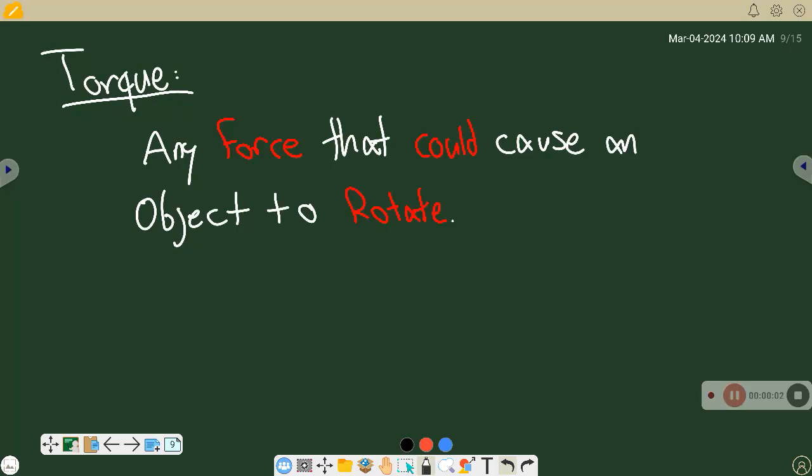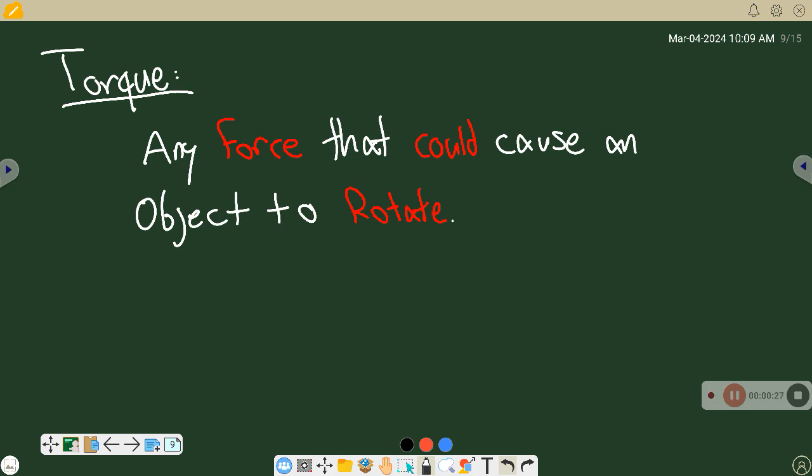All right, here we go, talking about rotational motion. This is the first part of our rotational unit, and we're starting with the concept of torques. So let's begin with our definition of what a torque is. A torque is any force that could cause an object to rotate. Any force that could cause an object to rotate, that's how we define torque for this class.